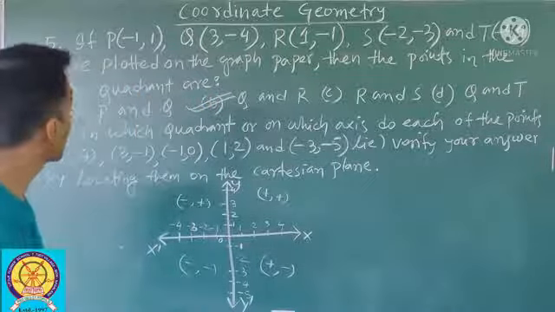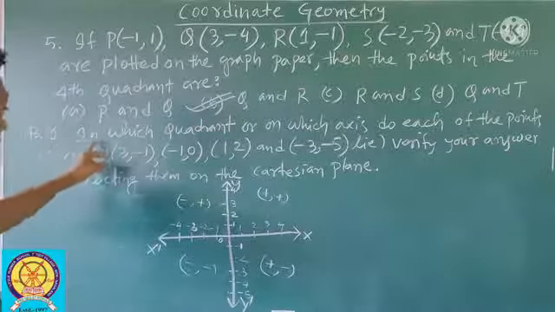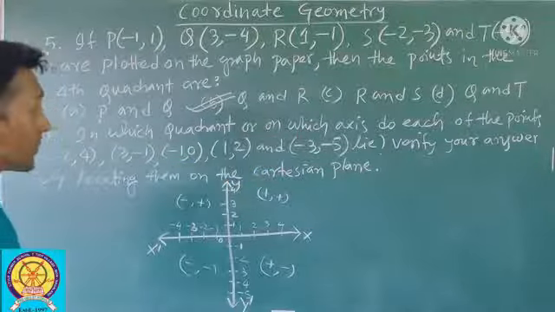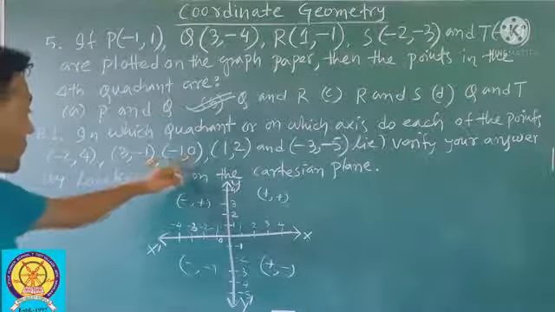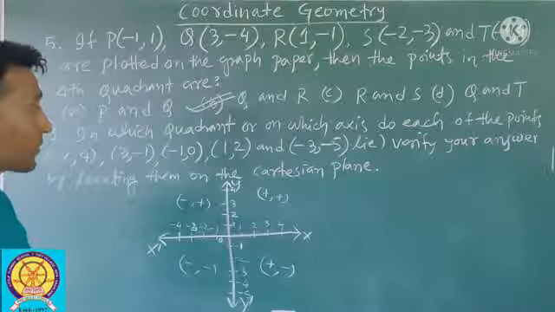Okay. Let's see question number B1. In which quadrant or on which axis do each of the points (-2, 4), (3, -1), (-1, 0), (1, 2) and (-3, -5) lie?